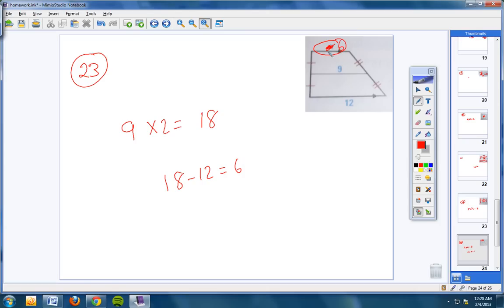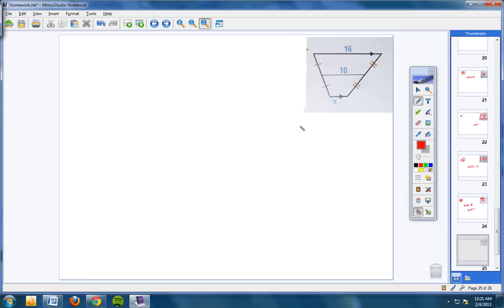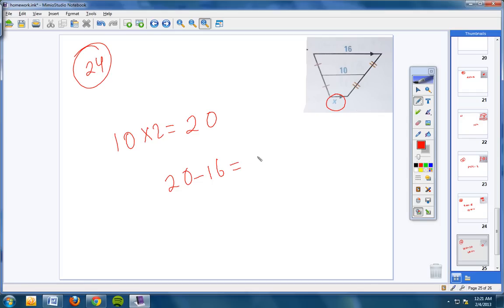And if you want to check your work, go ahead and check it. What's 6 plus 12? 18. Divide it by 2 and you get 9. Okay, it does work. All right, let's take a look at number 24. Number 24, are you missing the mid-segment? No, you are not. You're missing one of the bases. So you take your mid-segment, which is 10, and you double it. You multiply it by 2, and you get 20. And then you subtract out the other base, and you're left with 4. So this length right here is 4.